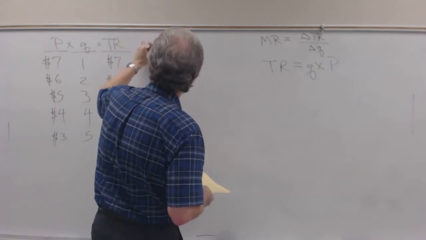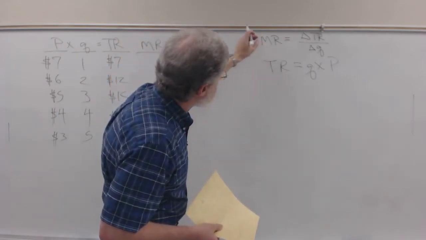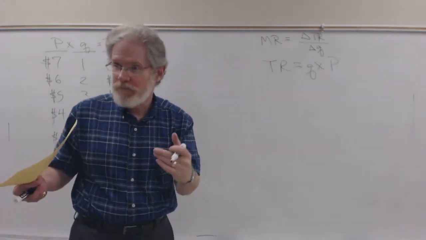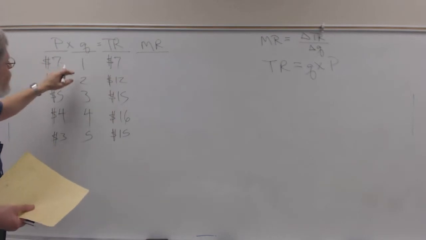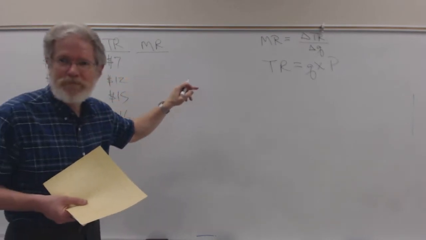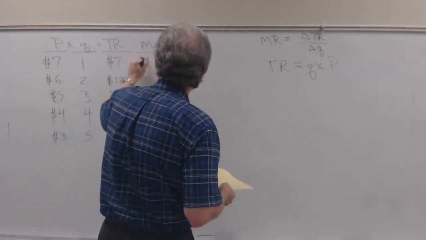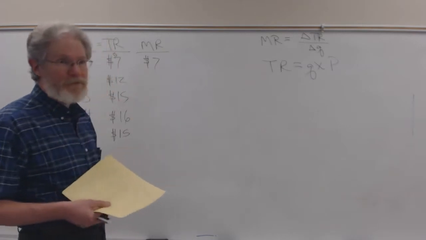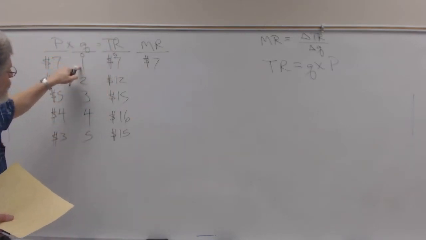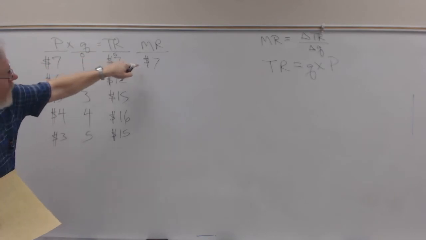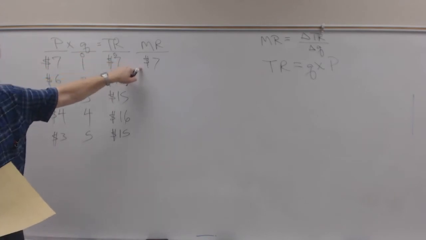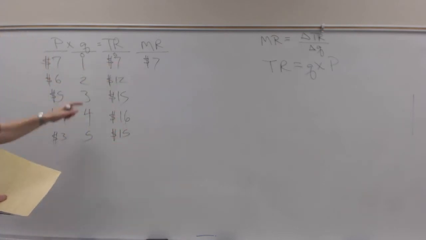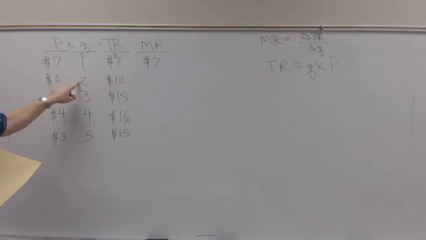Now, marginal revenue. What is it? It's the extra revenue the firm gets from selling an extra unit of the product. What's the marginal revenue from selling the first unit? 7. Because if he didn't sell anything, total revenue would be 0. So when he sells the first unit, revenue goes from 0 to 7. The change in revenue is $7. Here's where it may seem strange. What's the marginal revenue from selling a second unit?